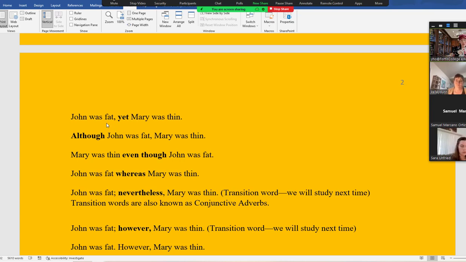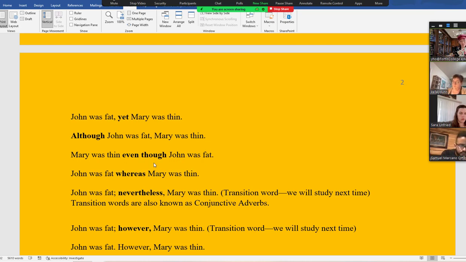So when you have a compound sentence, John was fat, yet Mary was thin, both these clauses have equal significance. And when we have a complex sentence, although John was fat is a dependent clause, so it's less important than the independent clause, Mary was thin. So if I combine a dependent clause together with an independent clause, that makes a complex sentence. And then if the dependent clause is at the beginning of the sentence, you have a comma. Mary was thin, even though John was fat.